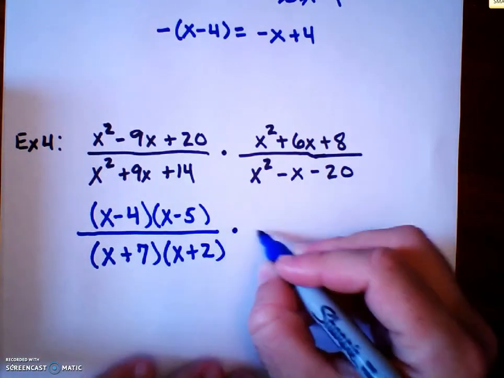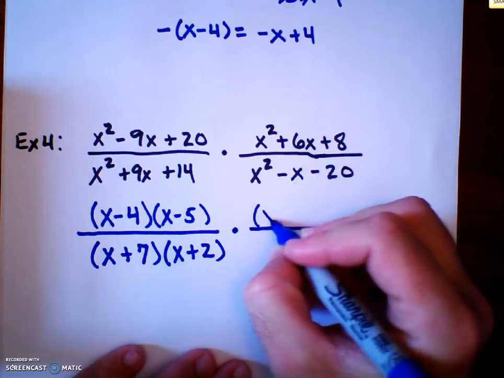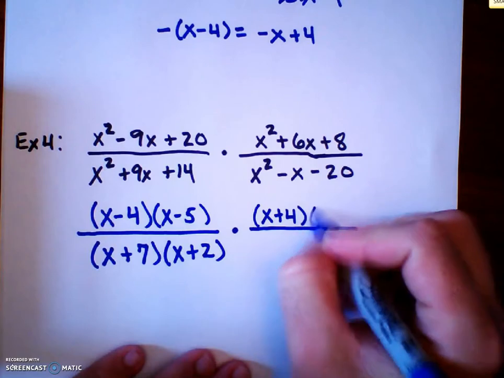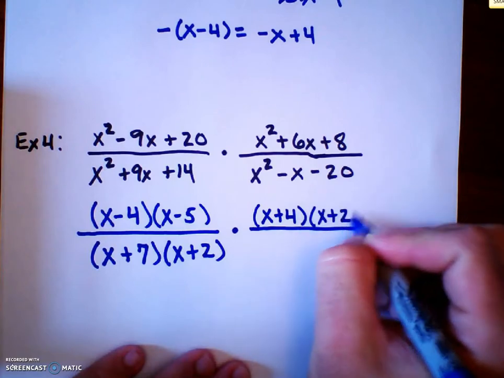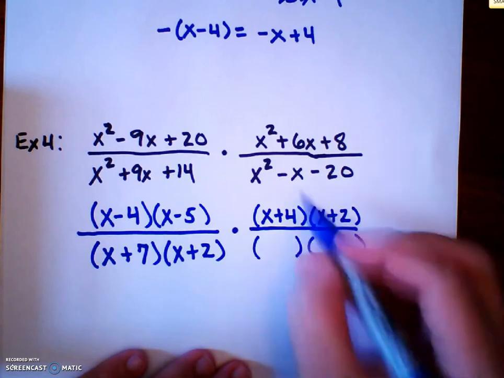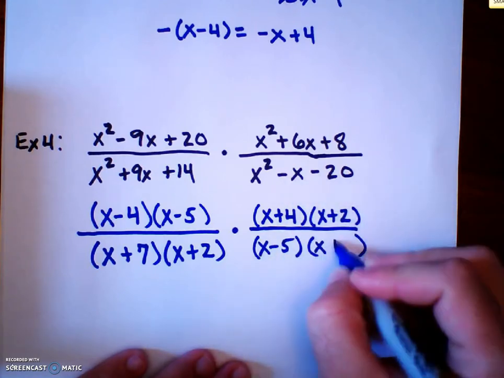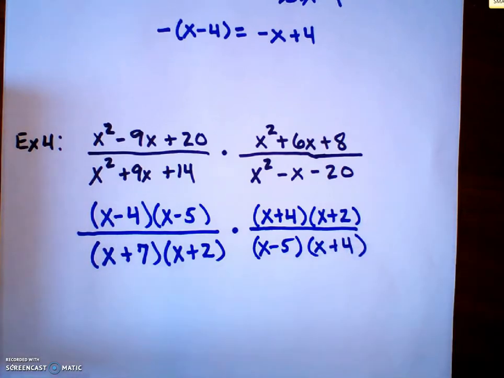The right fractions, same thing. Factors of 8 that get you 6 are 4 and 2. And then the bottom, factors of negative 20 that get you a negative 1 are negative 5 and a positive 4. So the last thing to do is just to start canceling, and then whatever's left over is your answer.